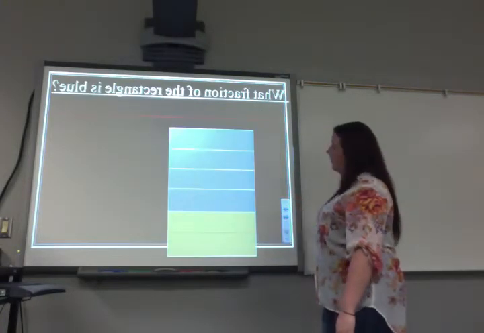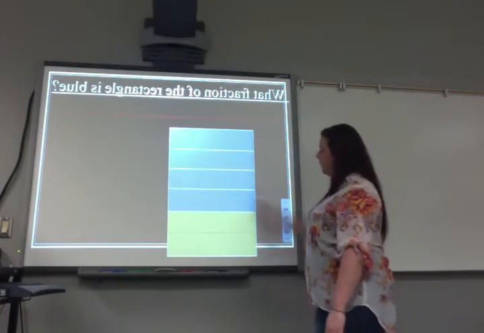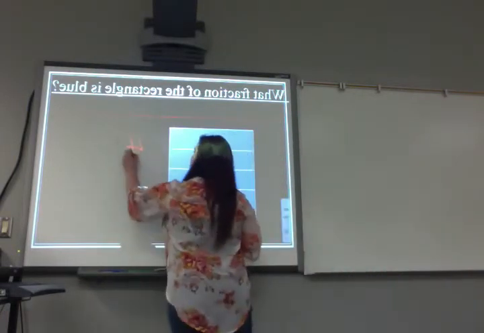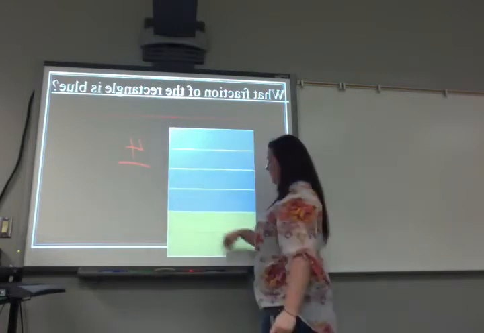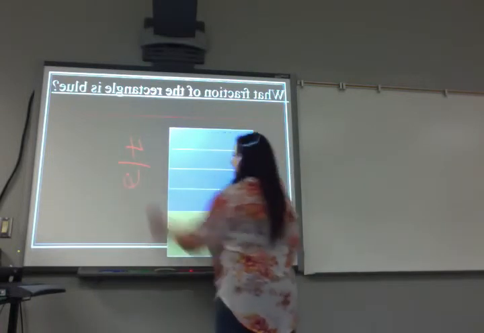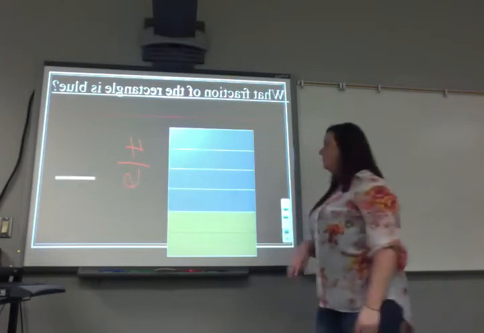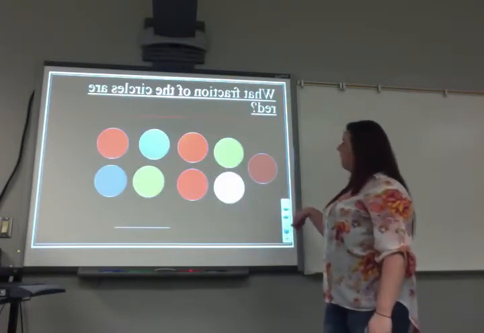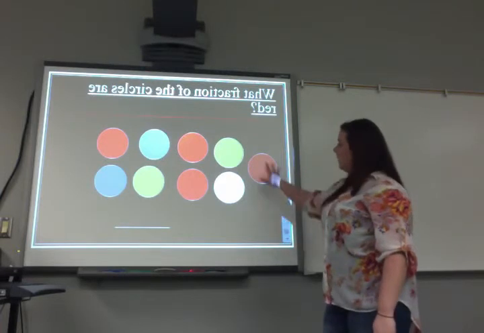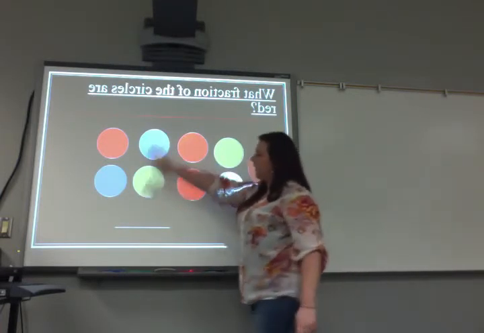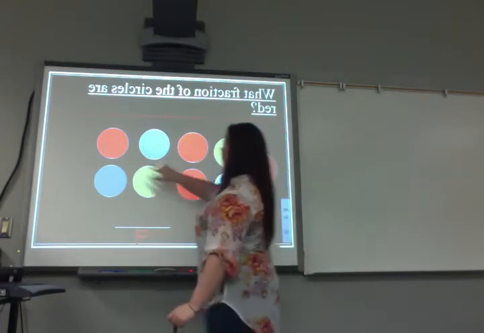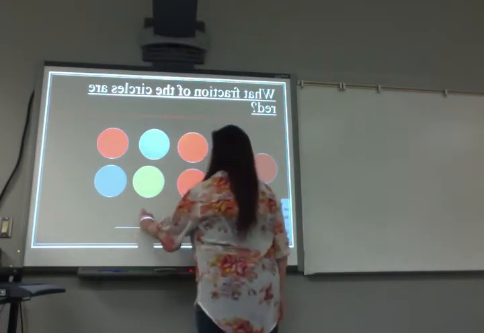Okay. What fraction of the rectangle is blue? 1, 2, 3, 4 out of the 6. So 4/6. What fraction of the circles are red? 1, 2, 3, 4, 5, 6, 7, 8, 9 total. And then we have 1, 2, 3, 4 that are red. 4/9.